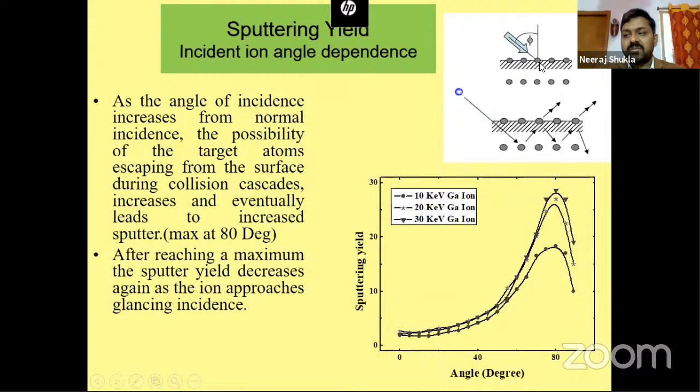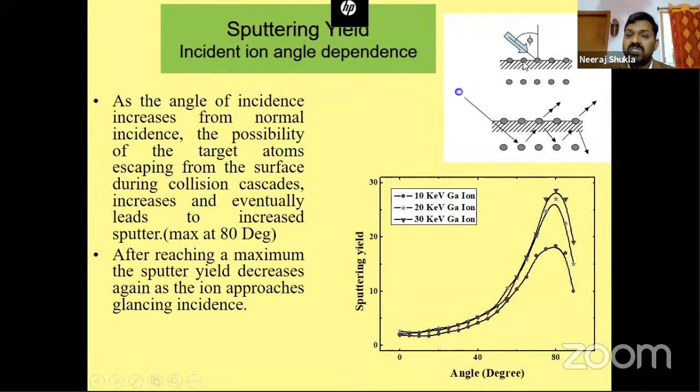Looking at angle versus sputtering yield, as the angle is increased at the same energy, like 10 kV, 20 kV, 30 kV gallium ion, the sputtering yield increases with the incident angle. That is understandable, because at an oblique angle the ion sees more surface atoms on its way, so more atoms are ejected and the sputtering yield is high.